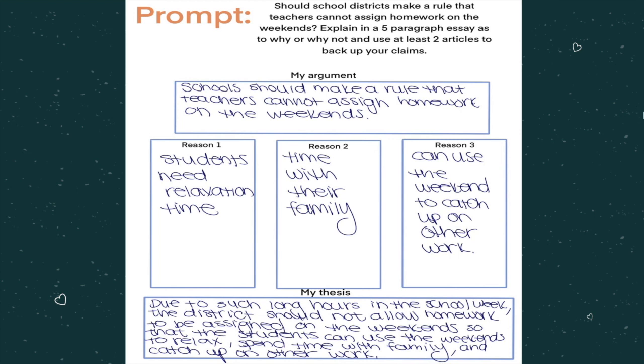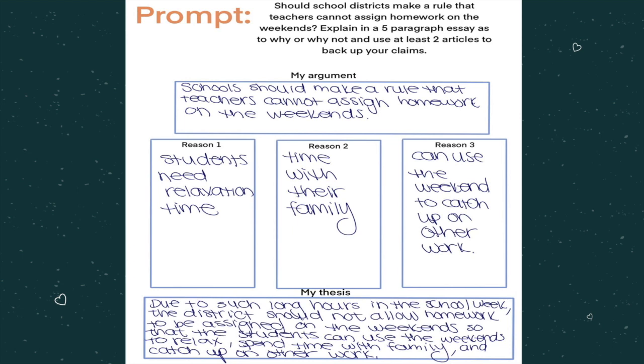So this is a prompt organizer that I used, a graphic organizer, and I put the prompt at the top so that I can always refer back to it when writing my thesis. So the first thing you have to do when making your thesis is choosing your argument. What side are you going to take? So for me, I chose that schools should make a rule that teachers cannot assign homework on the weekends.